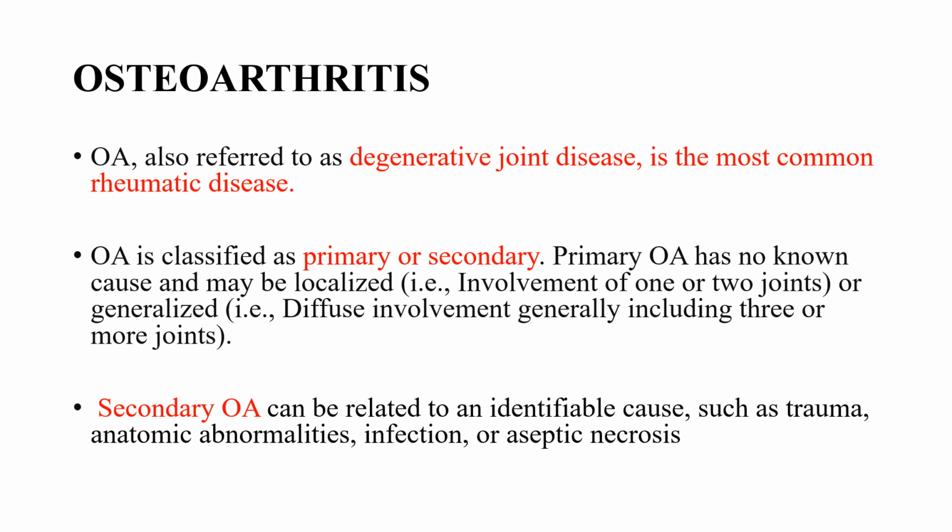So, what is osteoarthritis? OA, also referred to as degenerative joint disease, is the most common rheumatic disease. OA is classified as primary or secondary. Primary OA has no known cause and may be localized, that is involvement of one or two joints, or generalized, that is diffuse involvement, generally including 3 or more joints. Secondary OA can be related to an identifiable cause such as trauma, anatomic abnormalities, infection, or avascular necrosis.